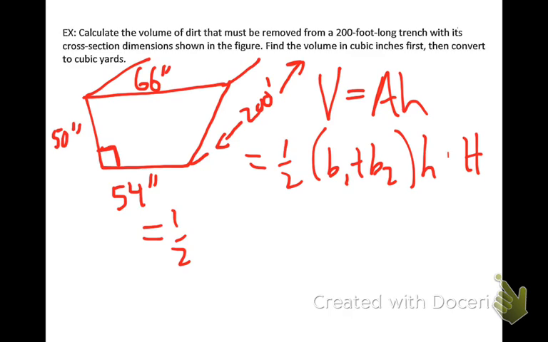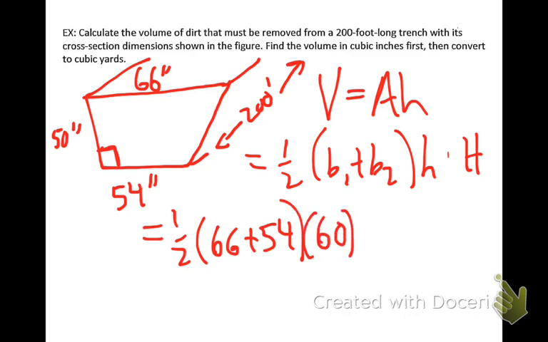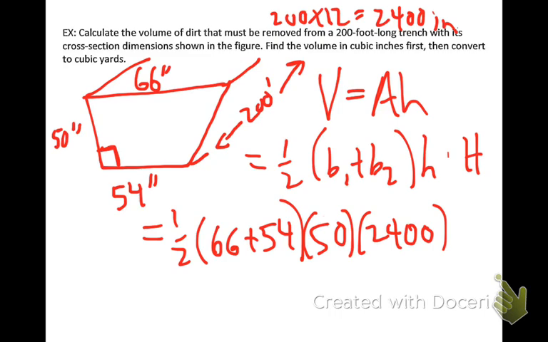So that's going to be 1/2 of 66 plus 54 times 50, times, we have to convert 200 feet to inches, so I take 200 times 12, that's 2,400 inches, times 2,400, and that's going to give me 7,200,000 inches cubed.